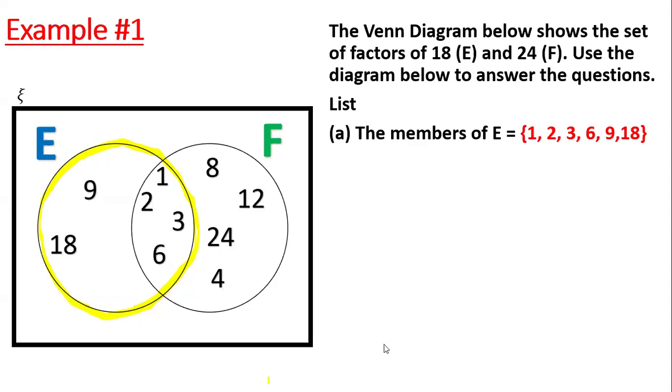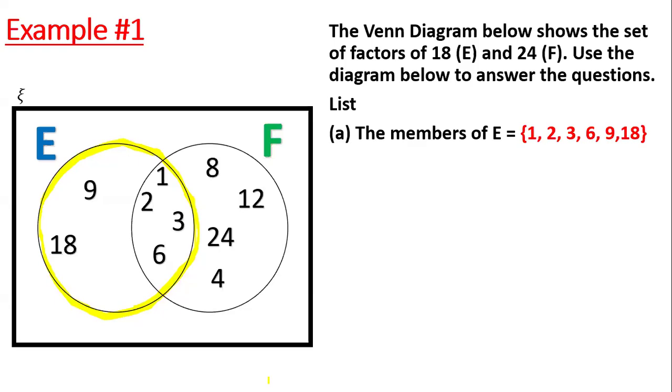Yes, sir. Which set, E or F, contains the factors of 18? It says right there in the question. Class, can y'all help him? Which set, E or F, contains the factors of 18? E, definitely E. So that means, oh yeah, I see it. You see it, right? Good.